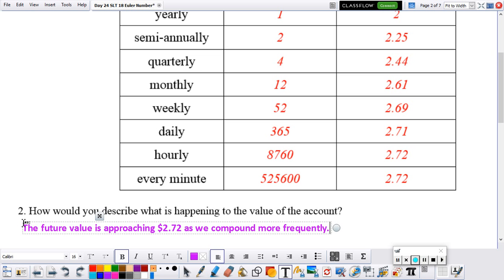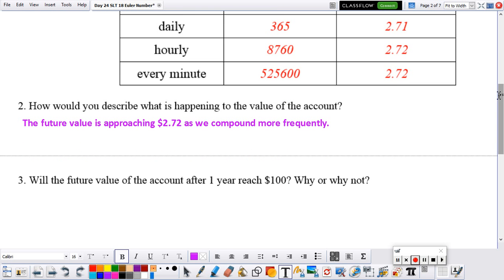Okay, then number 3 says, will the future value of the account ever reach $100? Why or why not? Well, we kind of already answered that. We found out that even if we compound very, very frequently, we're only going to have $2.72. So the answer is going to be nope, even compounding every minute only gives us $2.72.